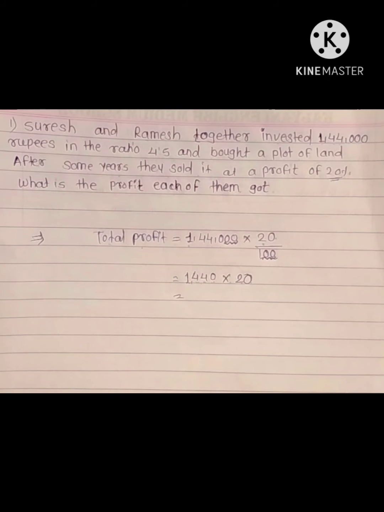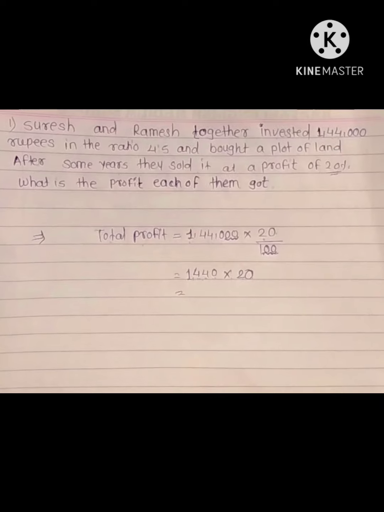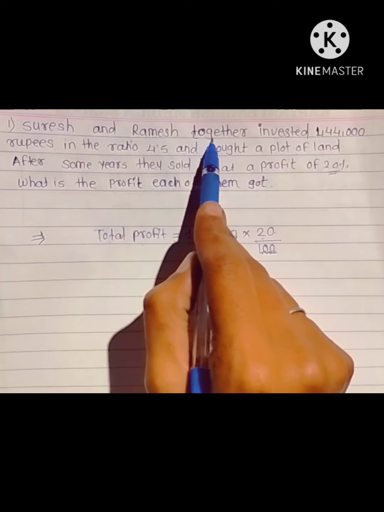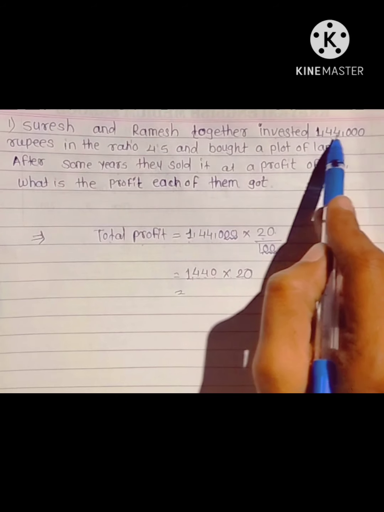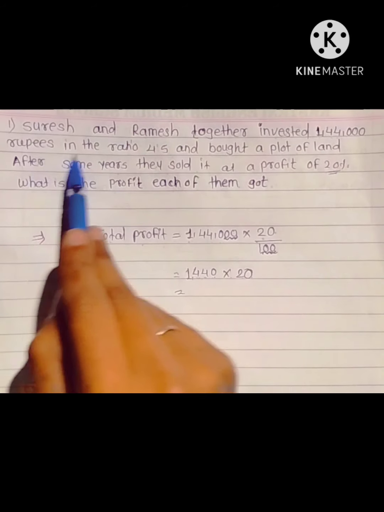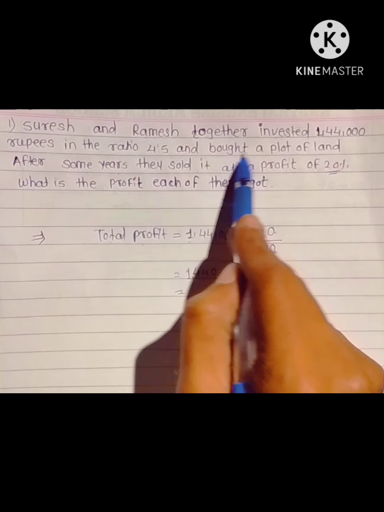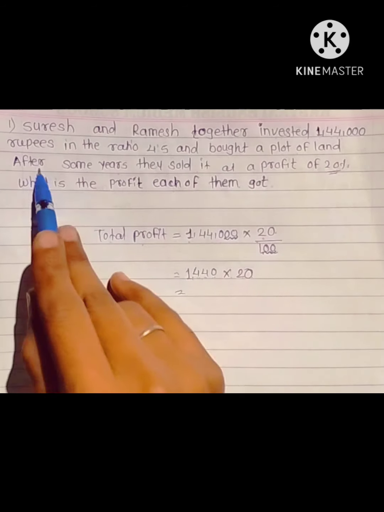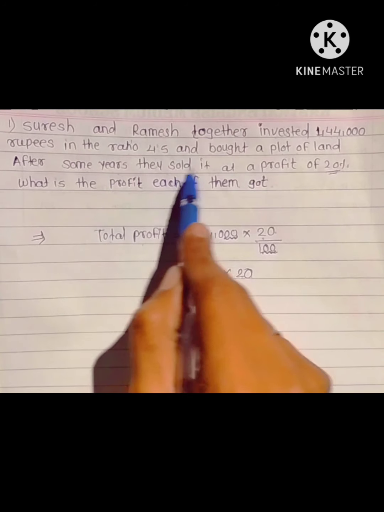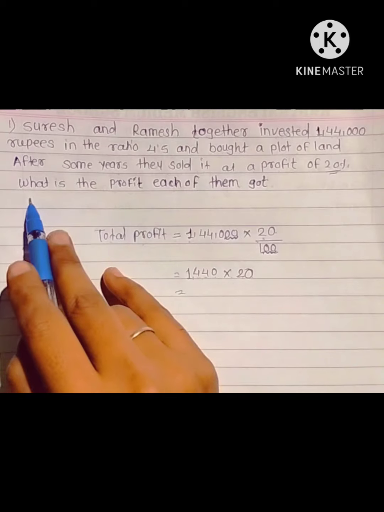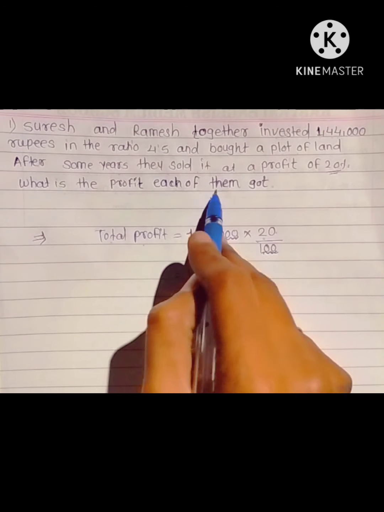Student, today we are going to learn the examples related to the partnership. So here is our first example. Suresh and Ramesh together invested 1,44,000 rupees in the ratio 4:5 and bought a plot of land. After some years, they sold it at a profit of 20%. Then what is the profit each of them got?